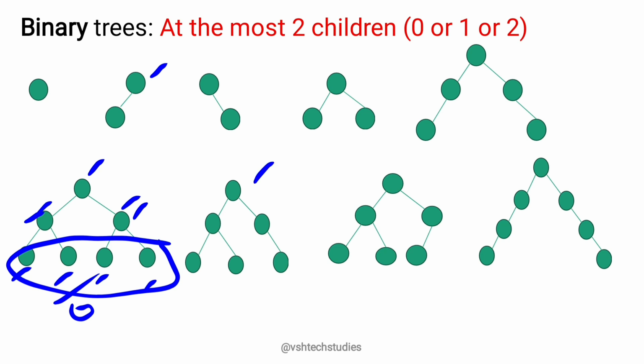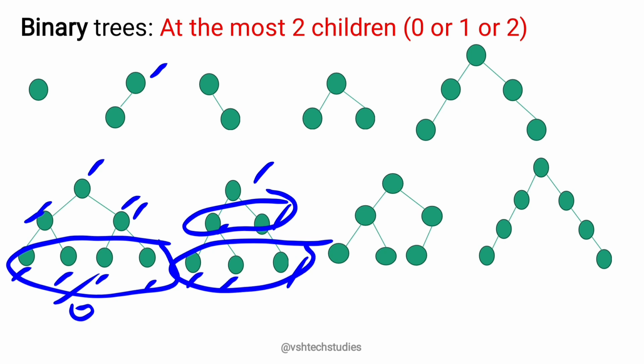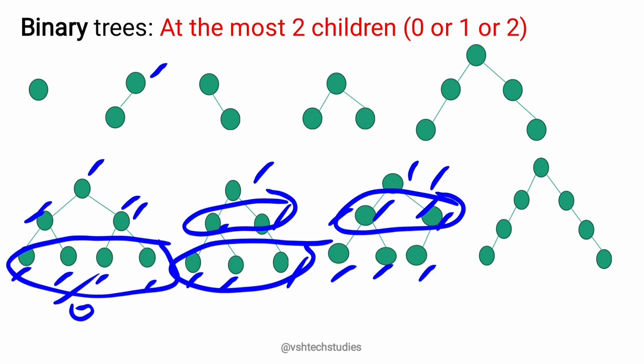This tree is also a binary tree because this node has 2 children. This node has 1, 2 children. This node has only one child, and these 3 nodes have 0 children. And this is also a binary tree because this node has 2 children. These 2 nodes, if you see, this node has 1, 2 children, and this node has only one child.